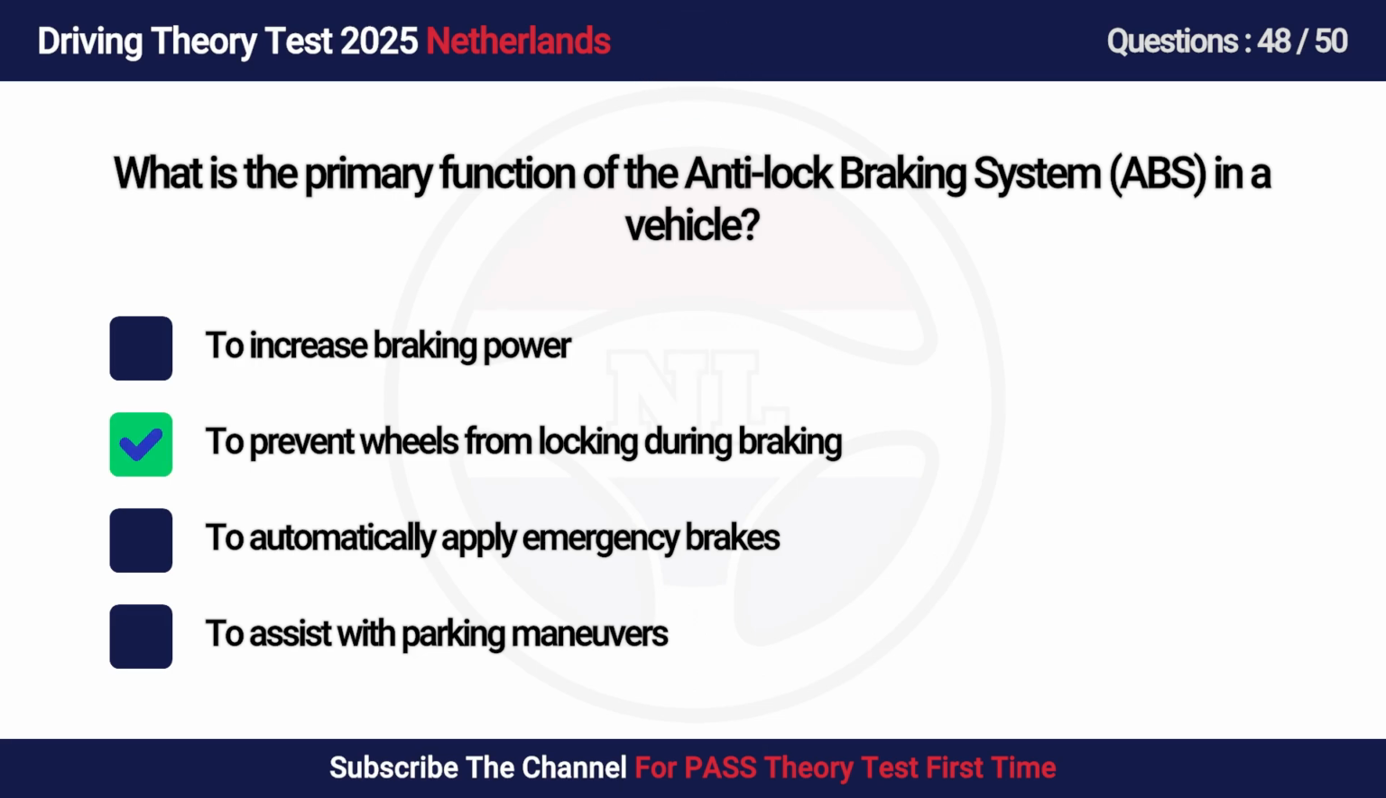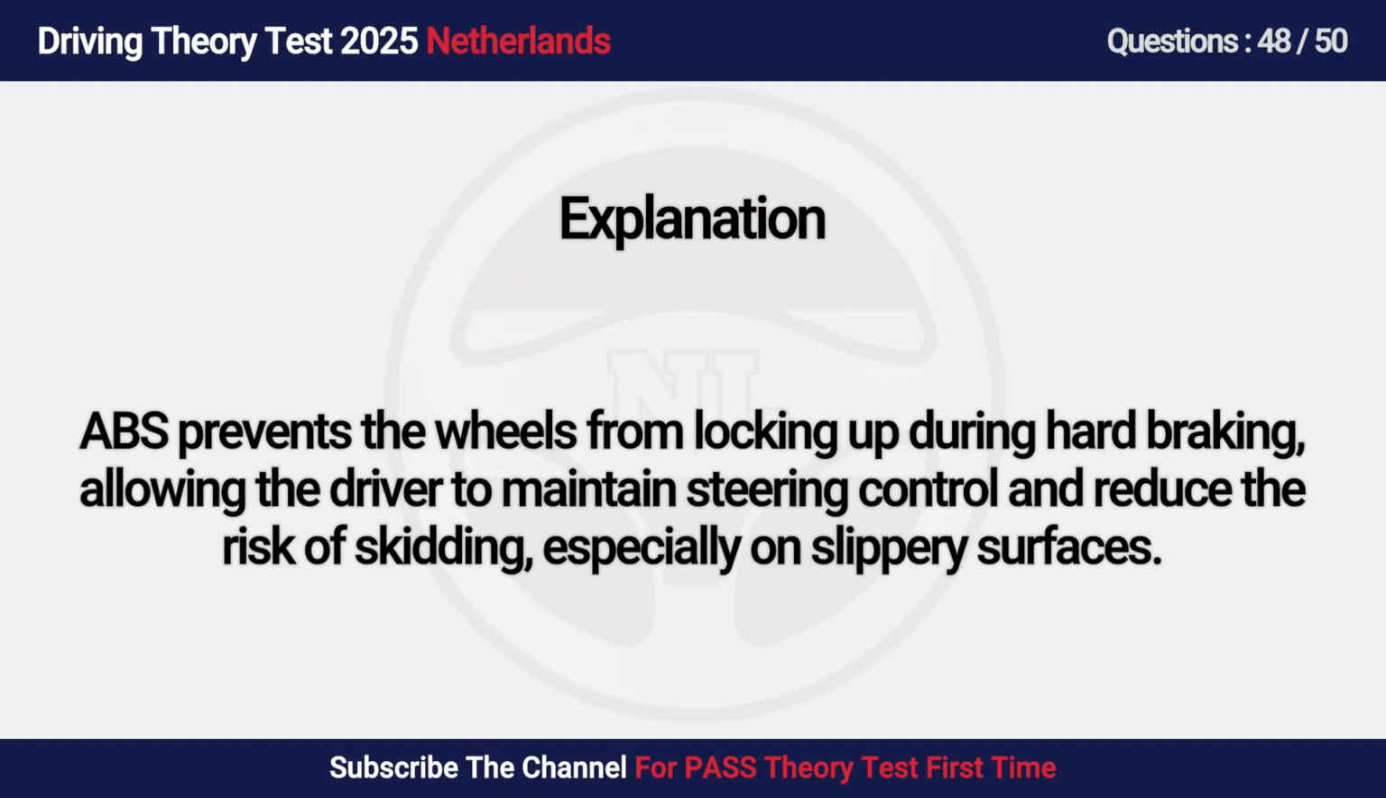Answer is B. To prevent wheels from locking during braking. ABS prevents the wheels from locking up during hard braking, allowing the driver to maintain steering control and reduce the risk of skidding, especially on slippery surfaces.